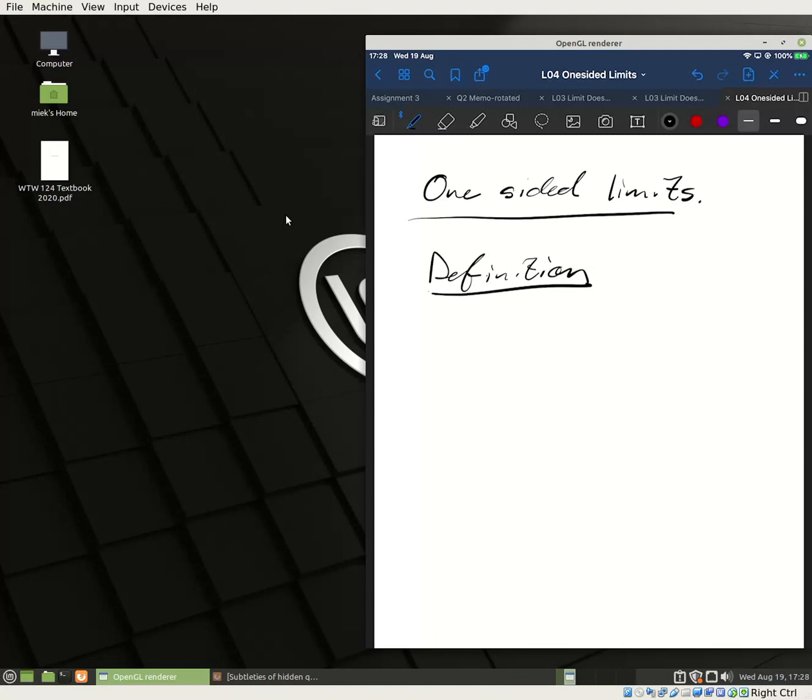So now we will start a new section on one-sided limits. And as before, we will give the rigorous definition of a one-sided limit. So let's write down the definition.